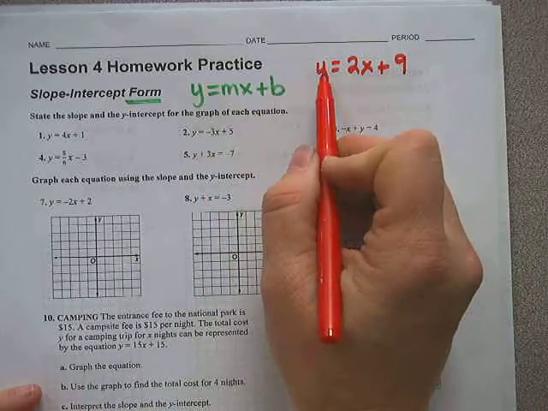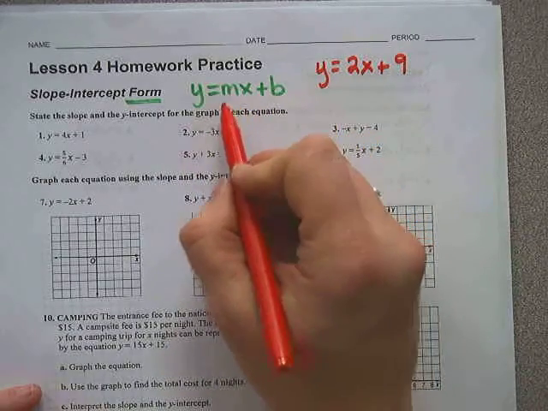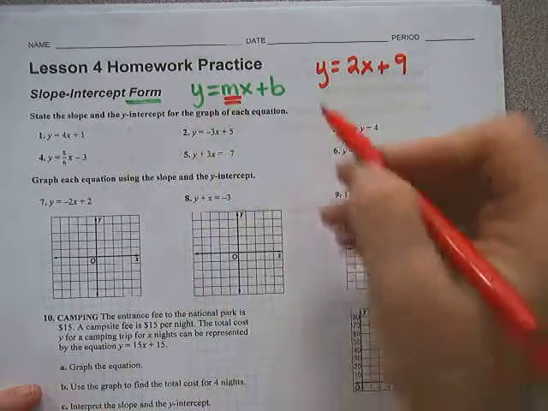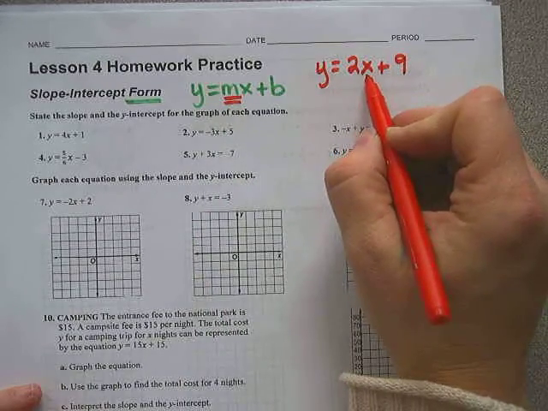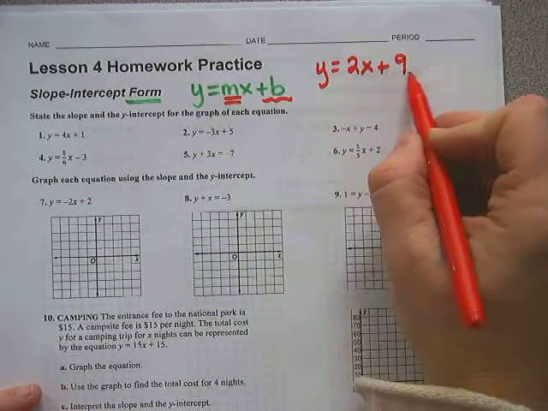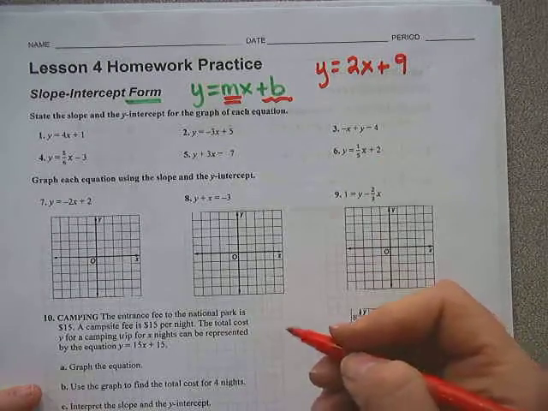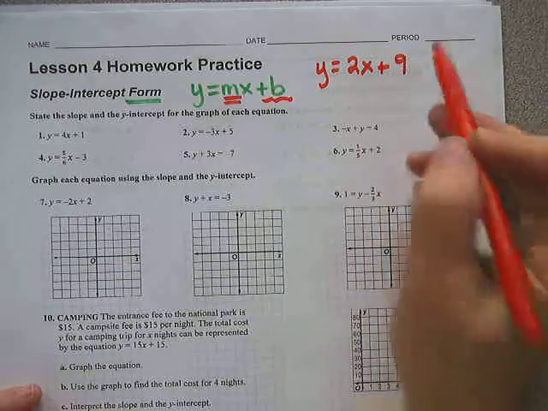Y is all by itself on one side of the equal sign, and there's a value that's being multiplied, a coefficient in front of x, and there's a constant that's being added or subtracted at the end. So this is slope-intercept form.